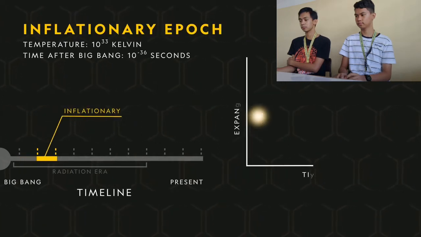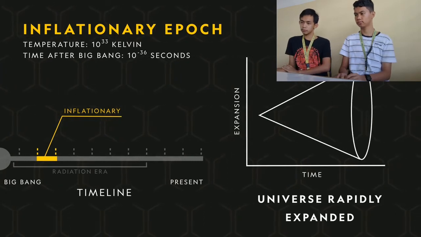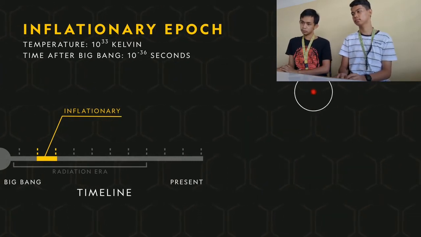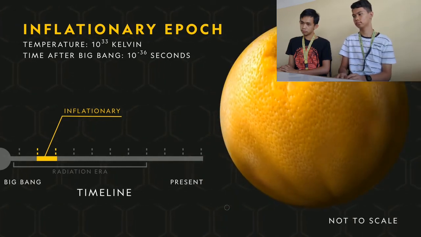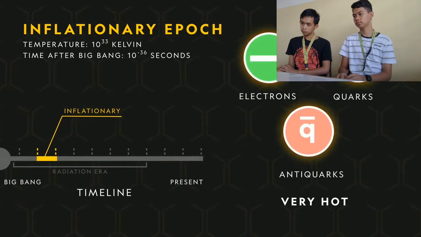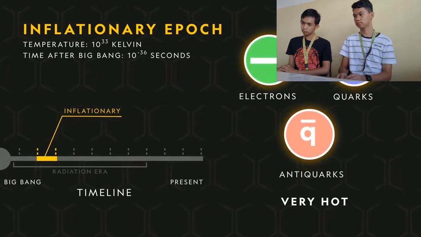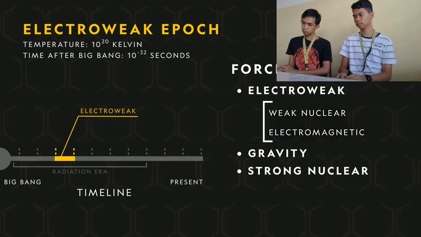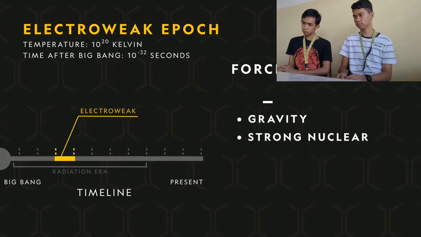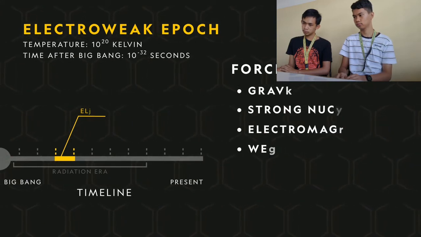Then, the inflationary epoch began, during which the universe rapidly expanded. Almost instantly, it grew from the size of an atom to the size of a grapefruit. The universe at this time was piping hot, and it churned with electrons, quarks, and other particles. Then came the electroweak epoch, when the last two forces, electromagnetic and weak, finally split off.